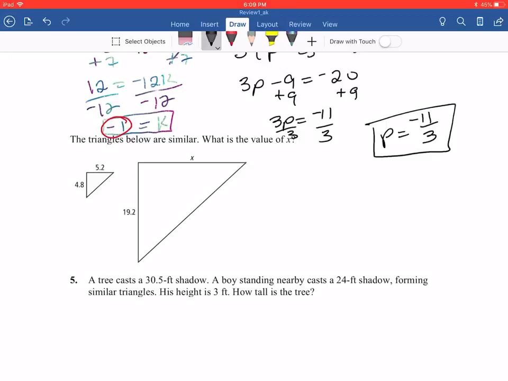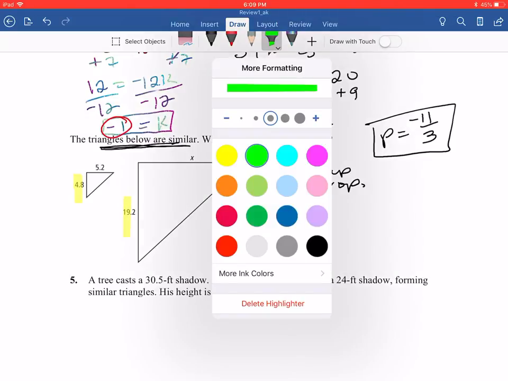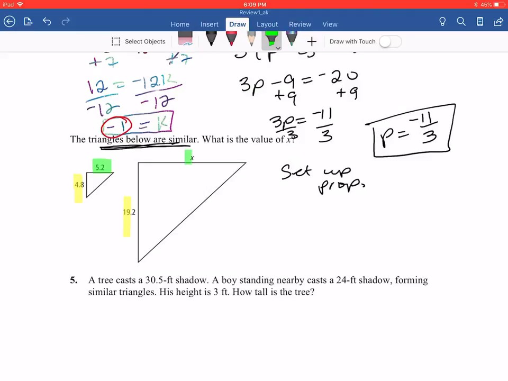All right, number 4. So these triangles are similar. So that means we can set up a proportion. Okay? So I can do 4.8 over 19.2 is equal to 5.2 over x. I can do that.